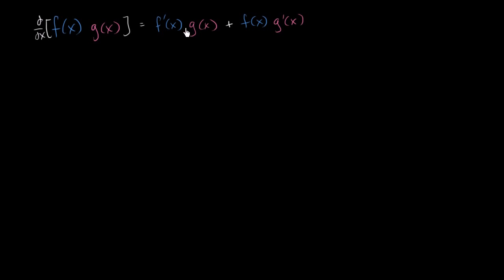So two terms. In each term, we take the derivative of one of the functions and not the other, and then we switch. So over here, it's the derivative of f, not of g. Here, it's the derivative of g, not of f. This is hopefully a little bit of review. This is the product rule.